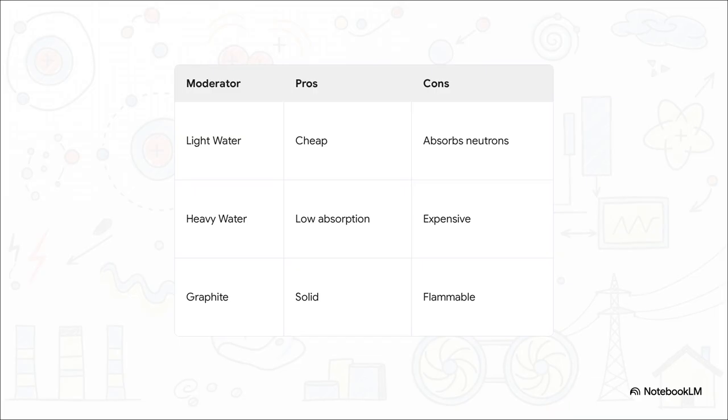Now, an ideal moderator needs low atomic mass, high scattering ability, and crucially, very low absorption, so it doesn't just swallow our hero neutron. Light water is cheap and great at slowing neutrons, but it does absorb a fair amount, so we have to use enriched uranium to compensate. Heavy water, where the hydrogen is replaced by deuterium, has 700 times lower absorption. This allows us to use cheap, natural, unenriched uranium fuel. But producing heavy water is incredibly expensive. Then there's graphite. It's a solid, which opens up different geometries and has low absorption, but it's flammable at high temperatures, which, as you might know, was a major contributing factor to the severity of the Chernobyl accident.